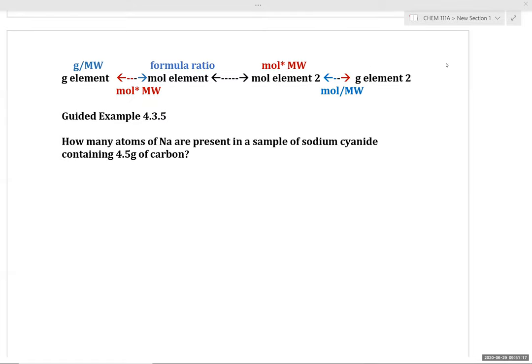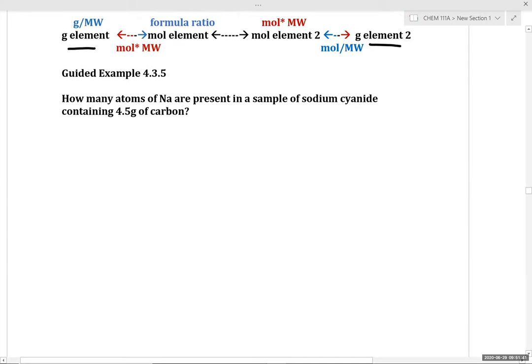Okay, so when we last left off, we were doing mass to mole conversions, and we have a method using the formula ratio and our molar mass to equate the grams of one element in a compound to the grams of another element in that same compound. So let's do an example just as a refresher.